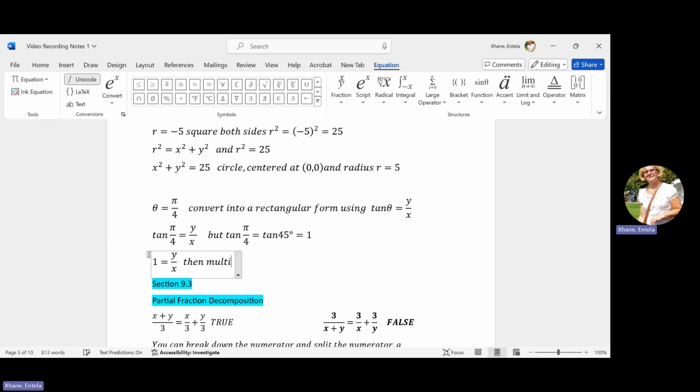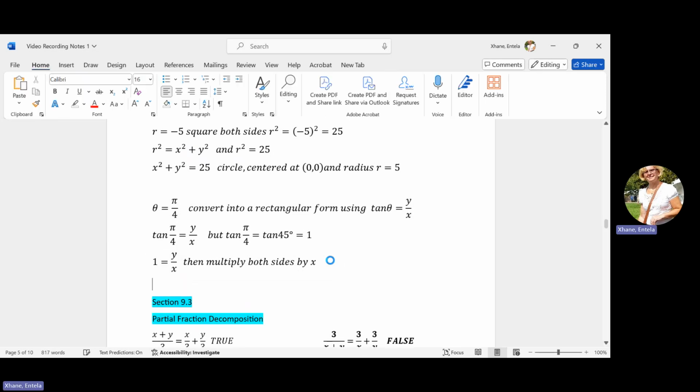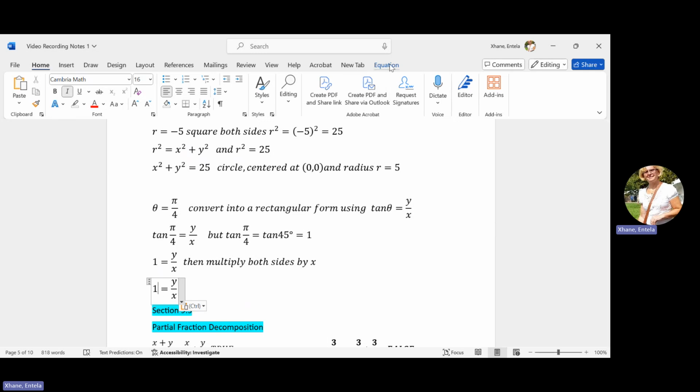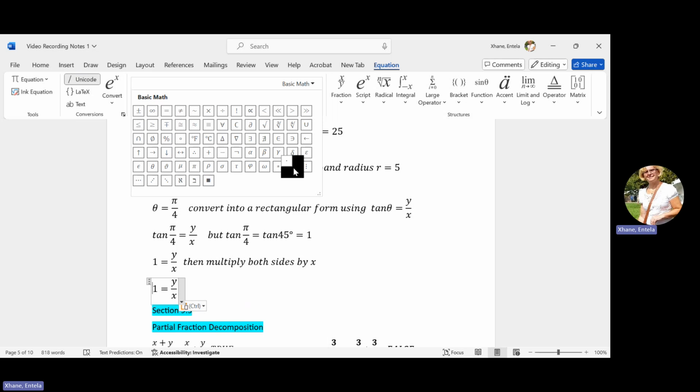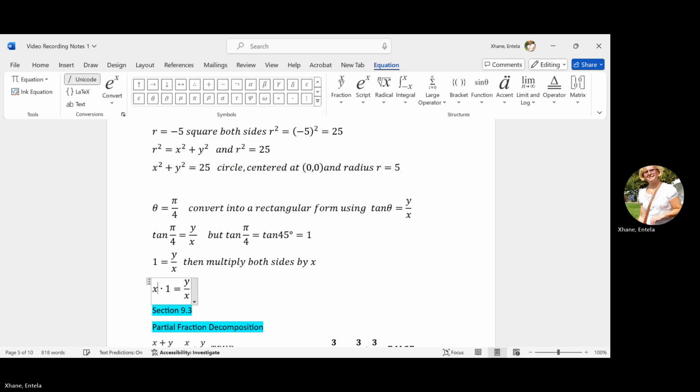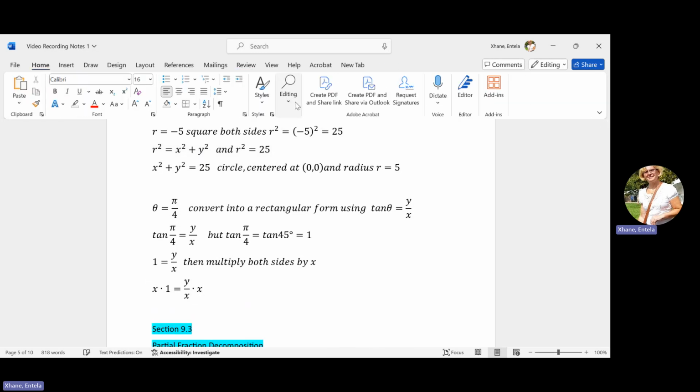Then multiply both sides by x. So if both sides of this equation are multiplied by x, you get 1 times x, and then do the same thing on the other side. If that's the case, then you get y equals x.